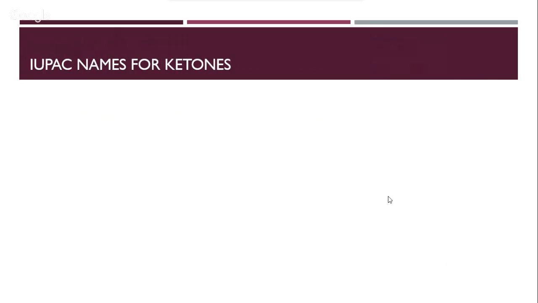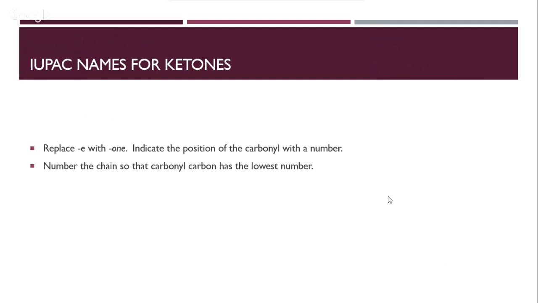Now, let's look at the IUPAC names for ketones. Replace the alkyl group with an "-one" ending. So you replace the E from the alkane with "-one" and indicate the position of the carbonyl with a number. Also, the chain has to be numbered and the carbonyl group has to have the lowest number. So let's look at some examples. I'm just going to pause here and give you a chance to answer. All those who are still here, if you can, please attempt to name this compound.